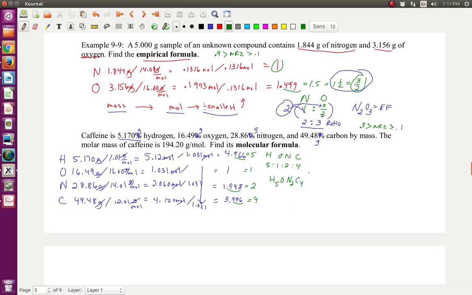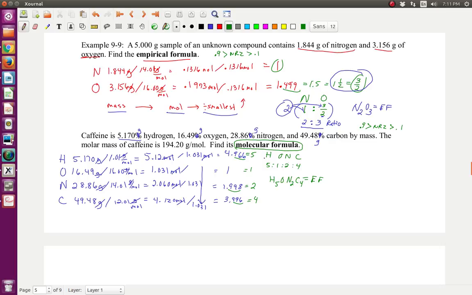N2C4. That's the empirical formula. Now, it's not in the right order, but that's okay for this kind of thing. Sometimes you'll be able to figure out what the right order is. Now, this is not asking for the empirical formula. It's asking for the molecular formula. Okay? So this one involves the most math.